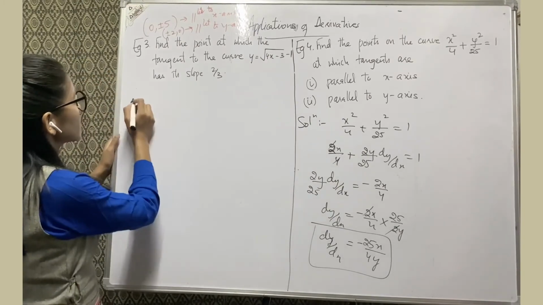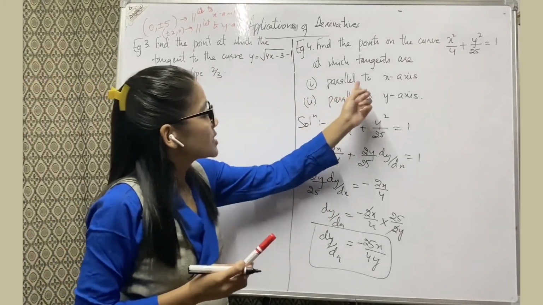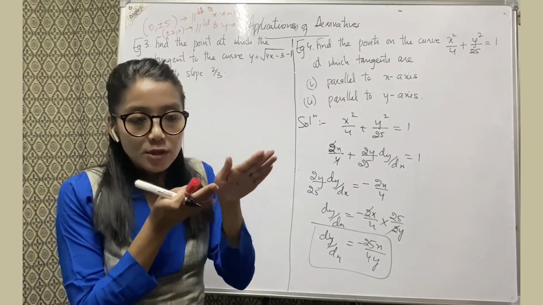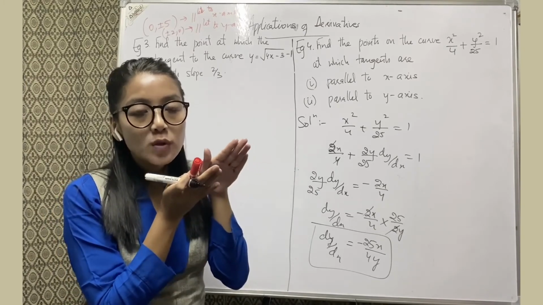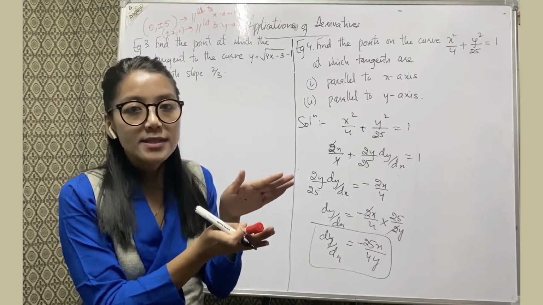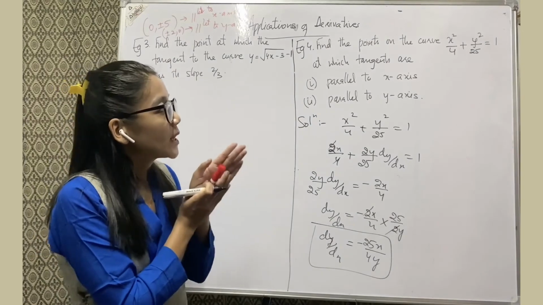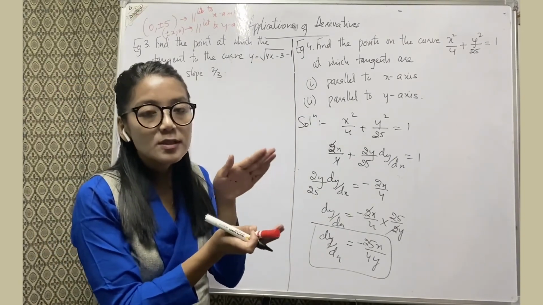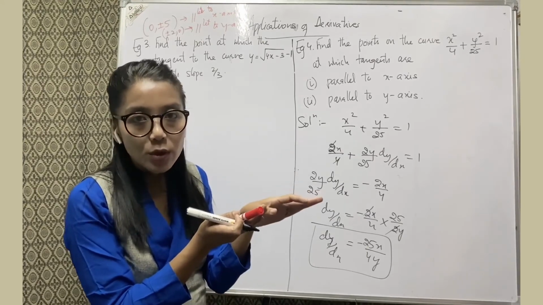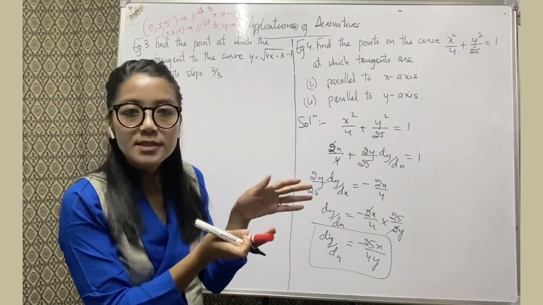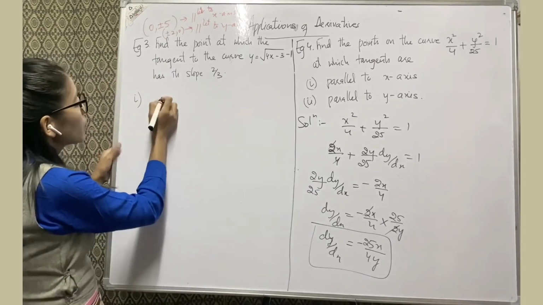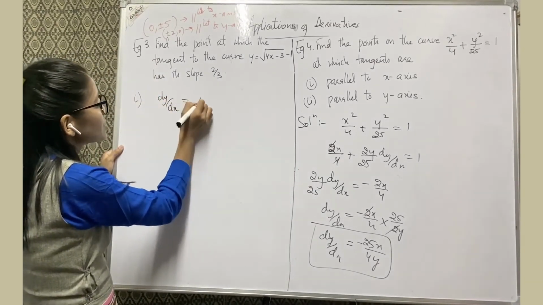Okay, number one, when the tangent is parallel to x-axis. When the two lines are parallel lines, what about the slope of these two lines? The slope of these two lines are equal. We know that. So therefore when the tangent is parallel to x-axis, then the slope of the tangent and slope of x-axis will be equal, and slope of x-axis is 0. We know that, right? So tan 0, that is 0. So therefore slope of the tangent is also equal to 0. So number one, we have dy/dx = 0.